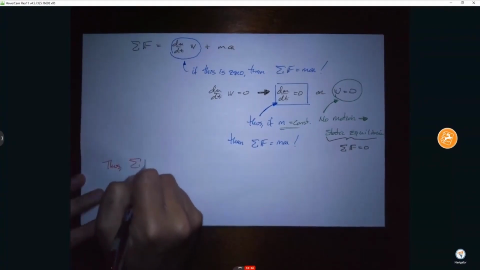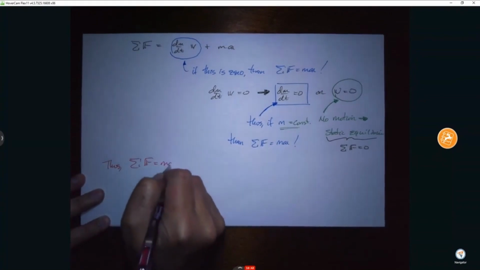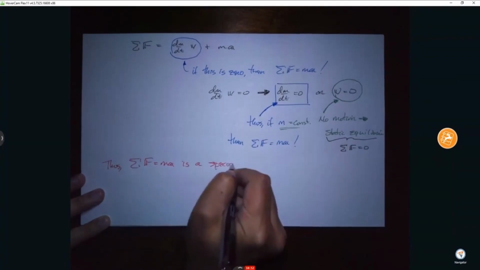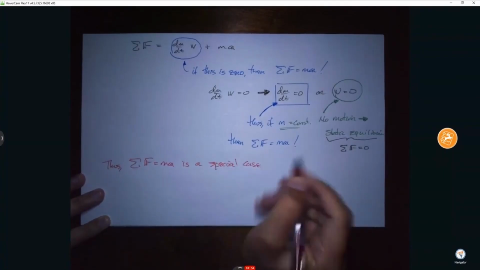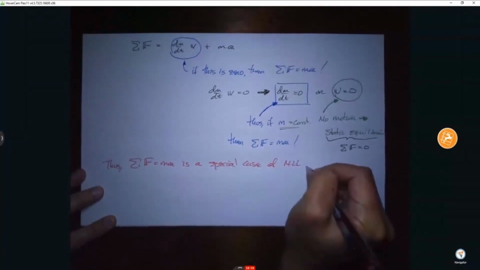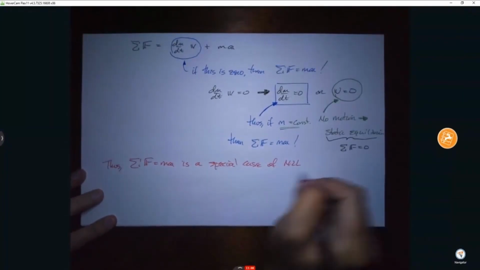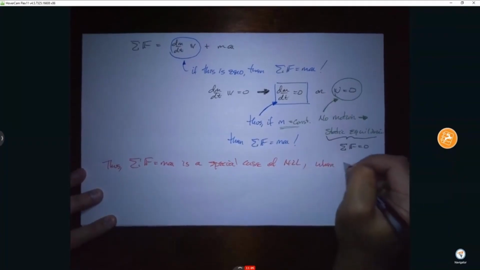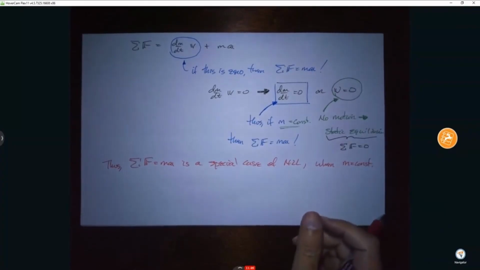Thus, F equals ma is a special case of our Newton's second law, when we have a constant mass.